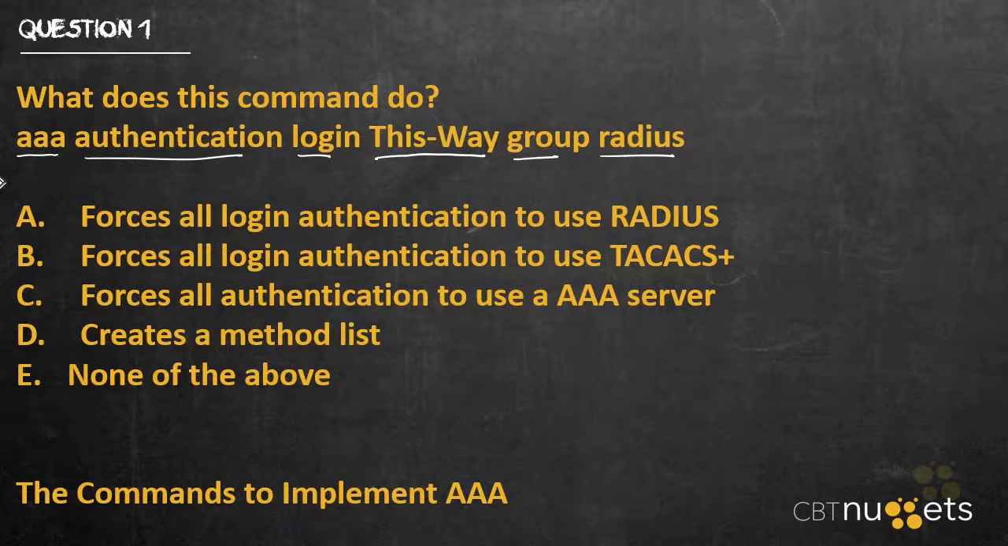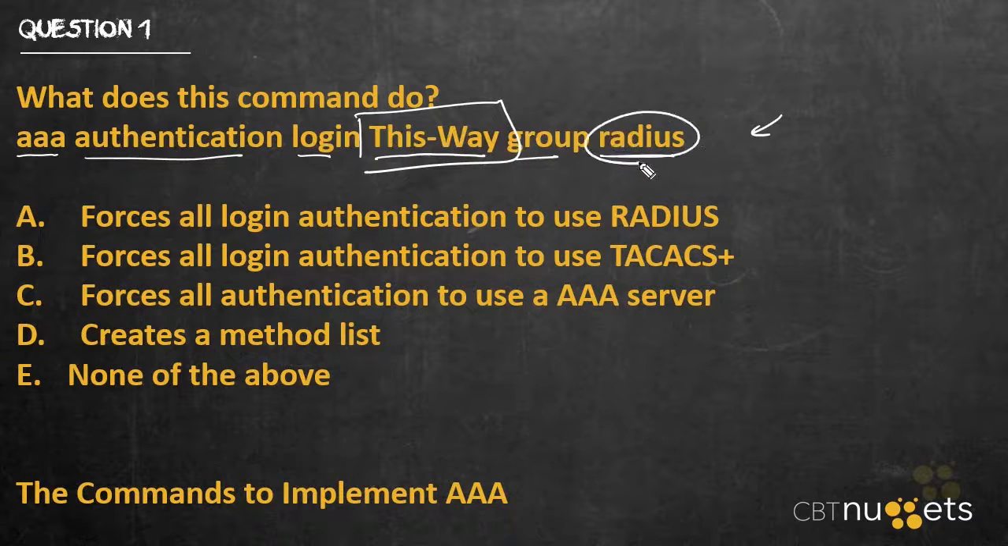And what we're looking at with this command, this is a method list. So this method list is named this-way, and when we apply this list to like a VTY line, then at that moment this list will be used. So this list basically says use a radius server for login authentication. So let's take a look at our answers. A: forces all login authentications to use radius.